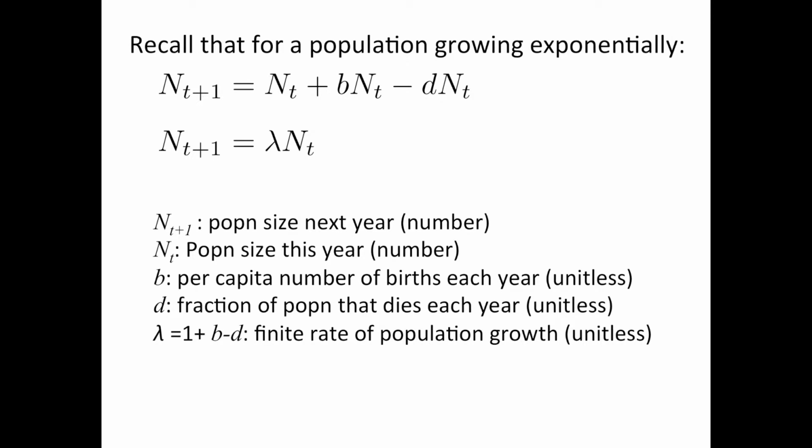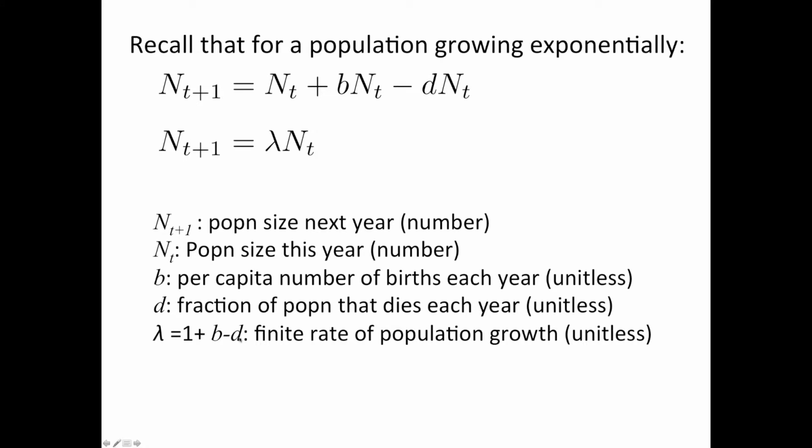So let's just do a quick recall about what the population equation looks like for exponential growth. We have the number of individuals in the next year is equal to the number of individuals this year plus the number of births minus the number of deaths. And because you have all these N of t's, you can factor out a lambda and just define lambda to be 1 plus b minus d. So that's just doing a bit of factoring.